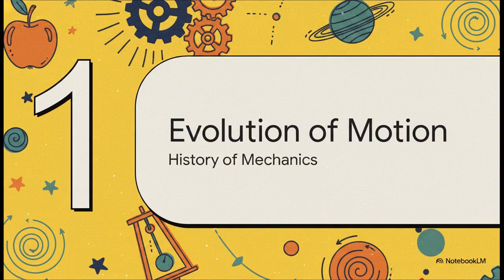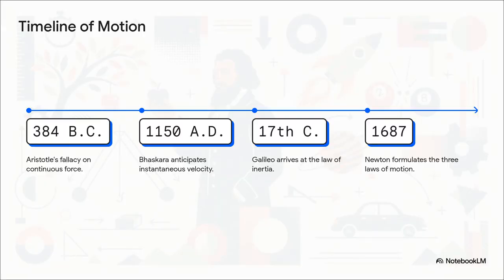All right, kicking things off with section 1, the evolution of motion. Now take a look at this timeline. It's fascinating because it maps our whole journey from the ancient Greeks and early Indian concepts right up to classical physics. For centuries, the Greek philosopher Aristotle basically dominated scientific thought. But concurrently, ancient Indian thinkers were developing this incredibly elaborate system of ideas on motion.